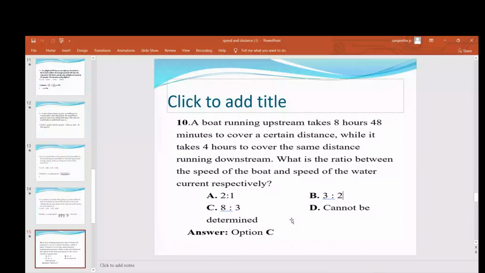Okay. So here, by knowing this ratio formula, A is to B. Same here, 8 hours 48 minutes, here given 4 hours. So nearly this is 8 hours, and I am converting this 48 minutes to nearly 1 hour. So subtract this, because this 48 minutes you have to subtract. So 4 hours minus 1 hour, you get 3. So 8 is to 3. So option is C.